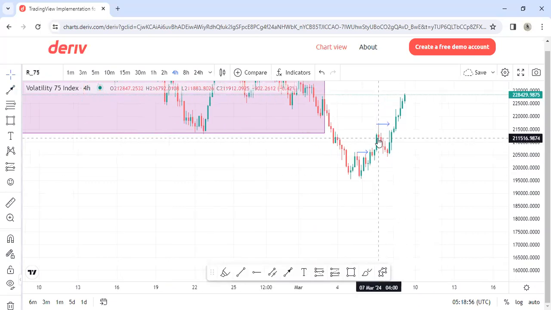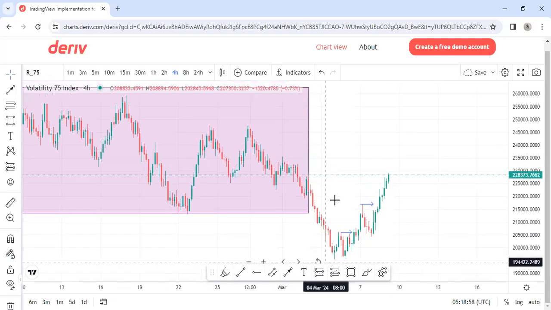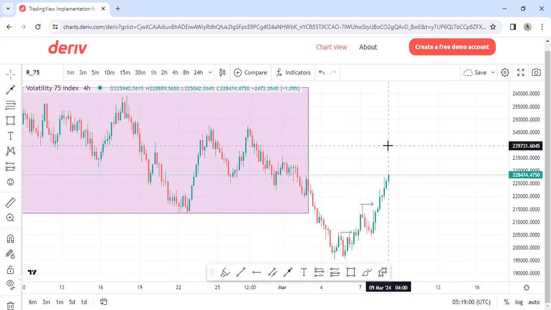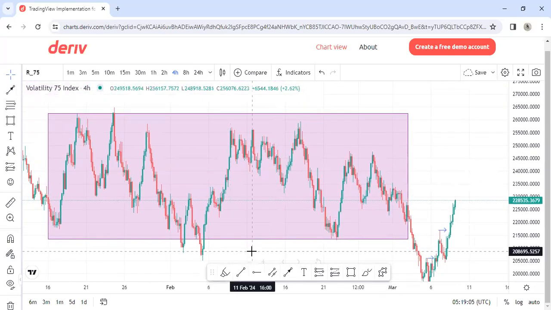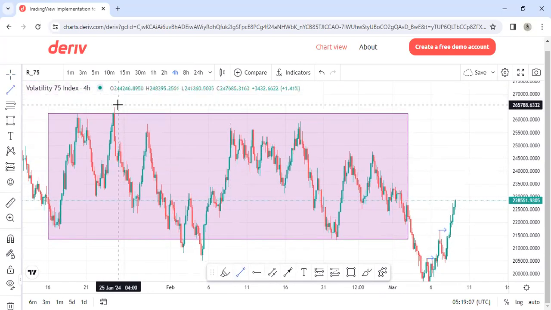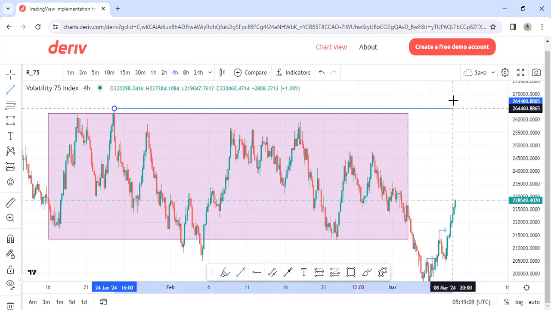So if you were to catch a buy on the 75, where would our targets be for this buy? Now, where are we going to target this buy? Look at this chart very carefully. Can you see the liquidity? Yes, you can. So we have this last liquidity here, right?